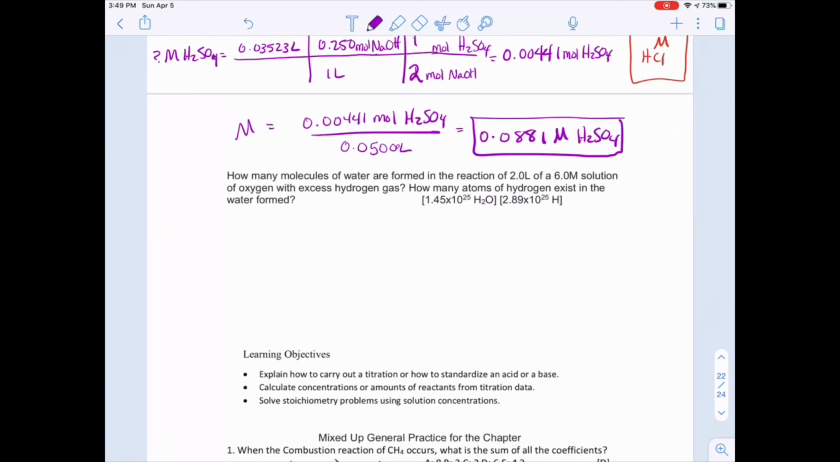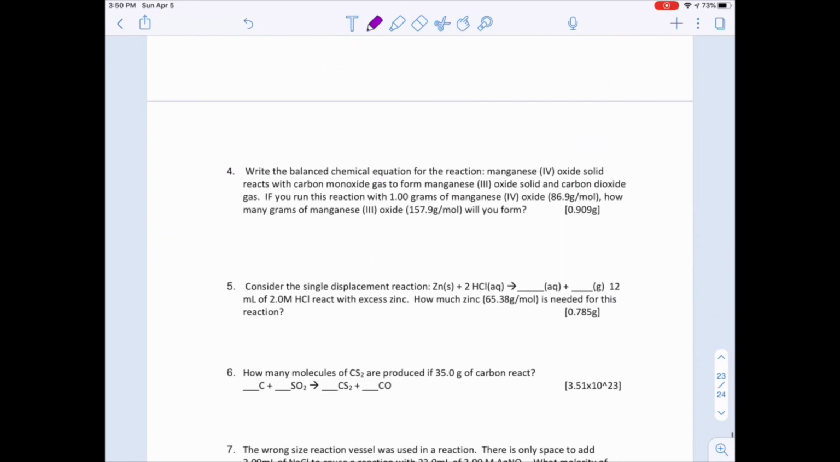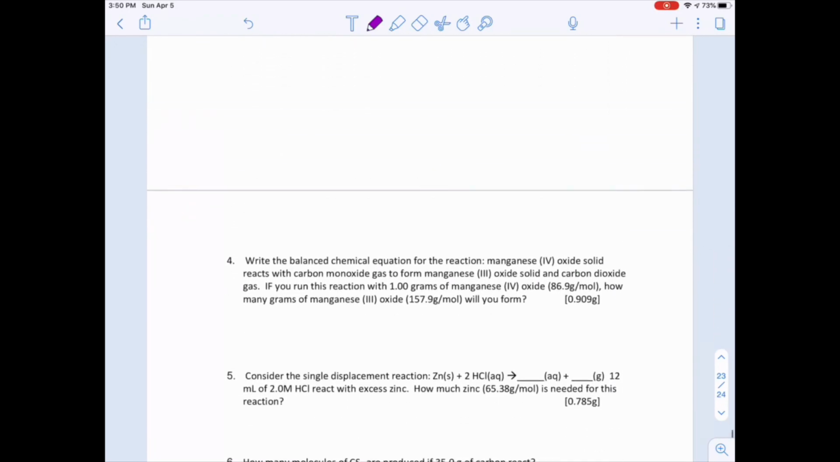You can go ahead and work the third problem. I'll have that on the answer key online. And then these are some general practice problems just to make sure that you get everything on the chapter. It's kind of a mix of easy and hard. And that walks you through this chapter.